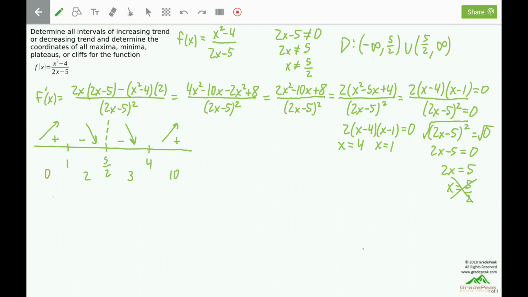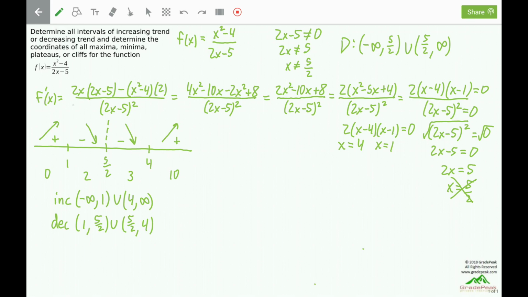So we have an increasing trend from negative infinity to 1, and then union, because it's happening again, from 4 to positive infinity. We have a decreasing trend happening from 1 to 5/2, and union, because it's happening again, from 5/2 to 4. We cannot put those intervals together because that 5/2 is not included on either of them. Round bracket on it. It's a vertical asymptote here.